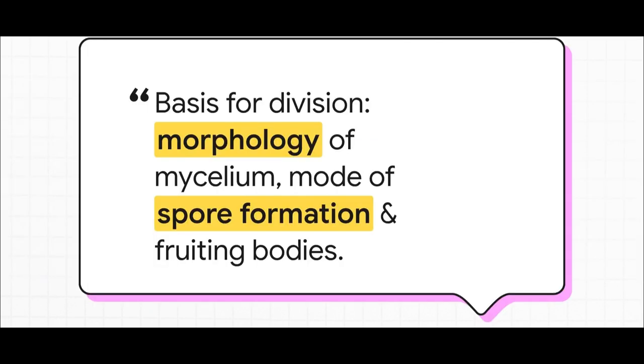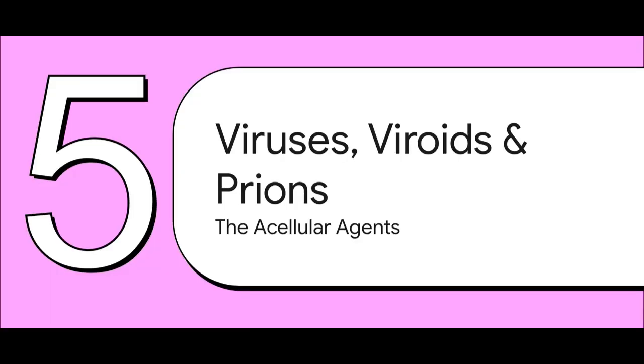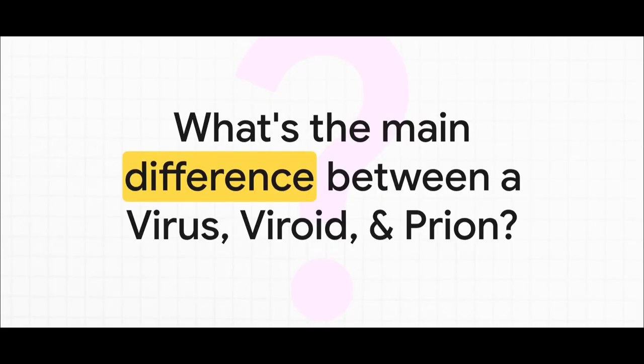Got it? So, with so many types of fungi, how do we classify them? Well, it's based on these 3 things: the morphology of the mycelium, the mode of spore formation, and the fruiting bodies. These 3 criteria are what give us the 4 classes of fungi. Okay, our 5th and final section, viruses, viroids, and prions. Now we're talking about the misfits, the ones that Whittaker didn't even give a spot in his kingdoms because they're acellular.